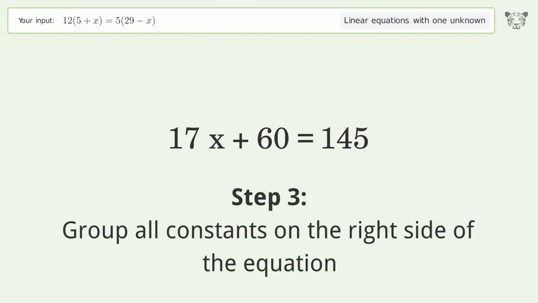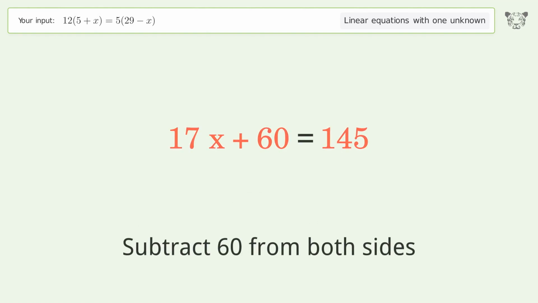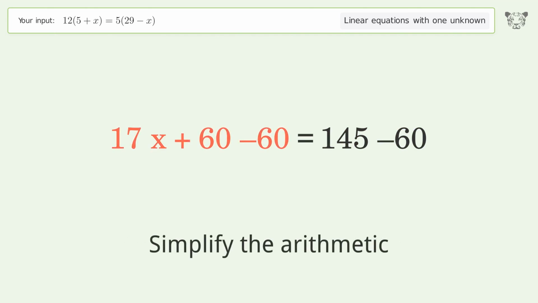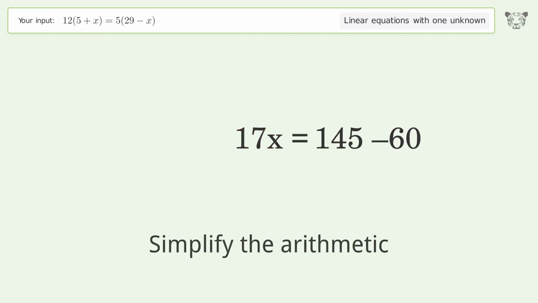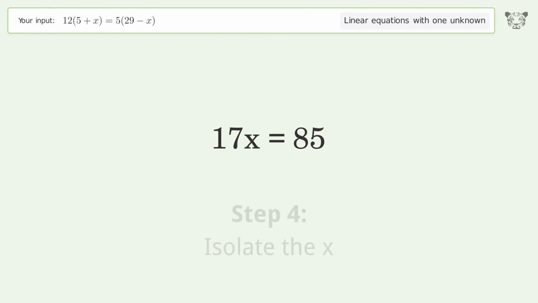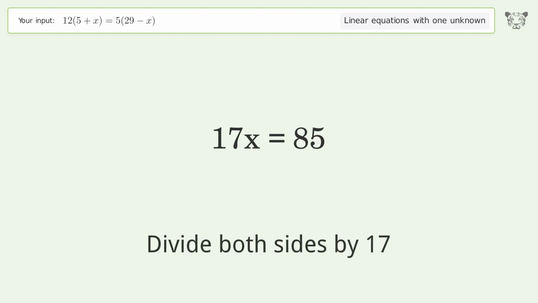Group all constants on the right side of the equation. Subtract 60 from both sides. Simplify the arithmetic. Isolate the x. Divide both sides by 17.